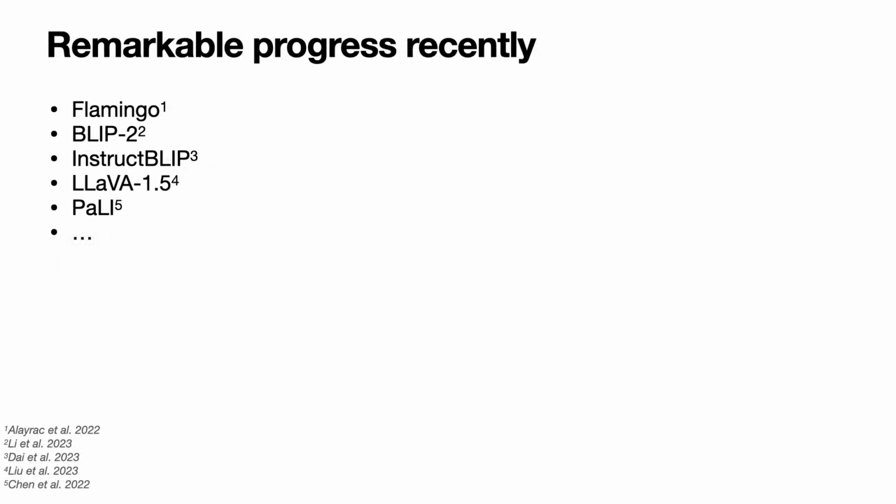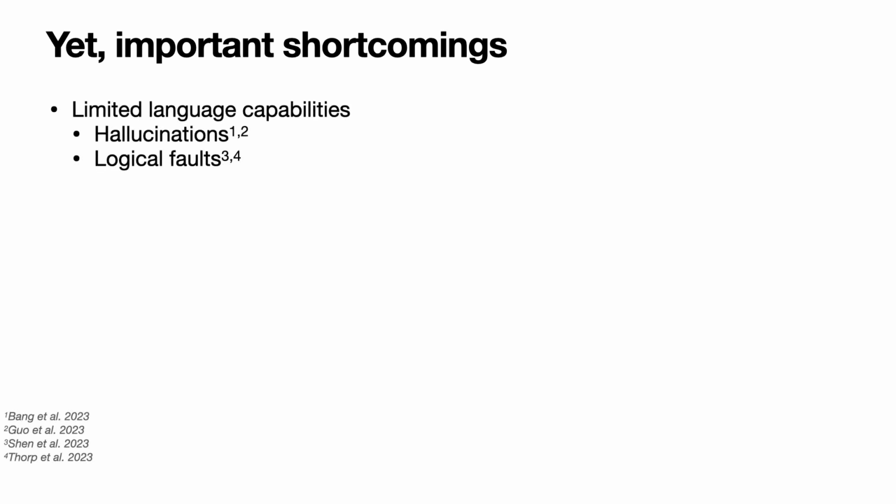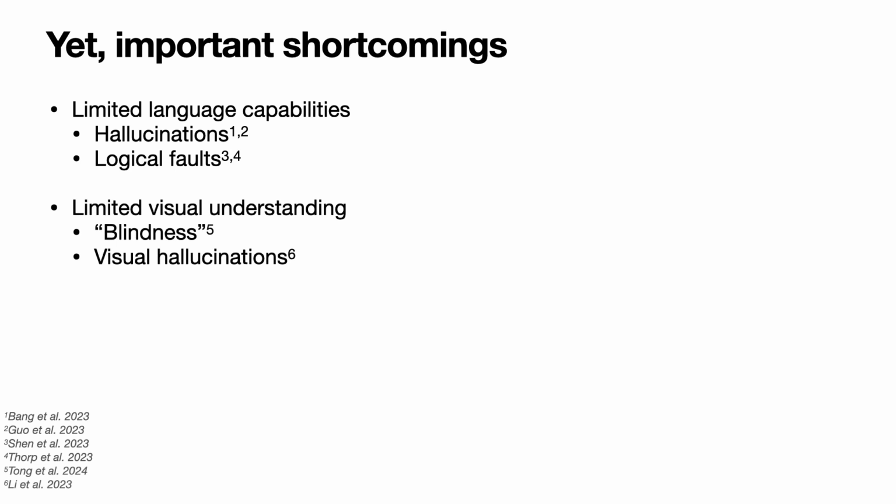Recently, we have seen remarkable progress in VLMs thanks to several proposed methods such as Flamingo, Blip2, InstructBlip, Lava, Poly, and so on. However, despite the progress, VLMs are still subject to several shortcomings. On the language side, the language models are known to be susceptible to hallucinations and logical errors. On the vision side, VLMs are similarly limited by the visual understanding capabilities of the vision encoders they use. The limitations include blindness issues against certain image features and visual hallucinations.